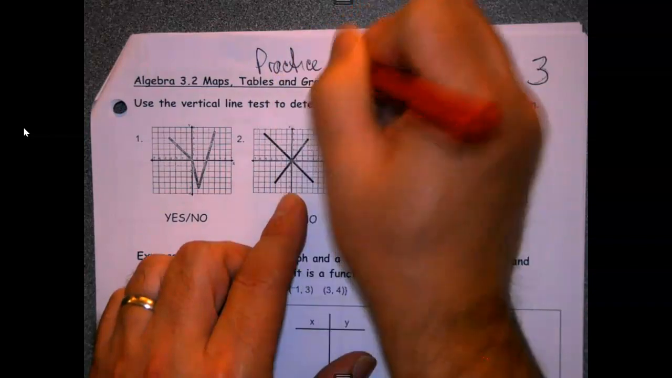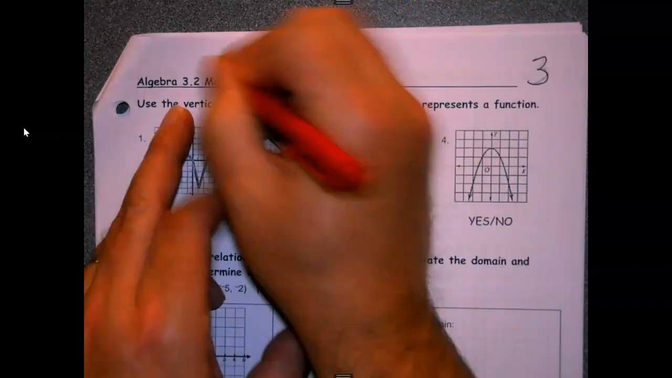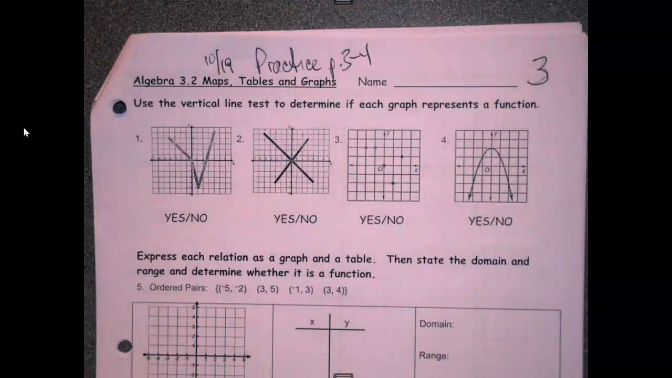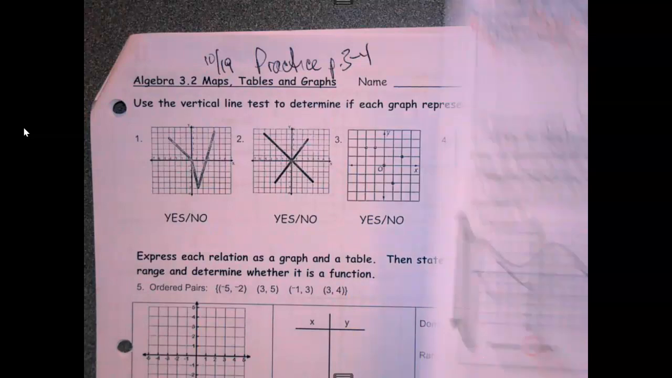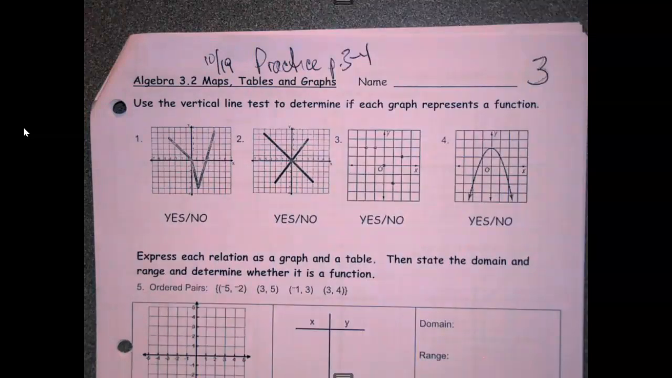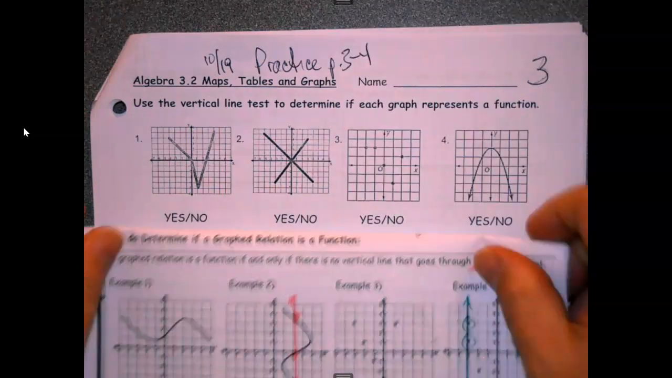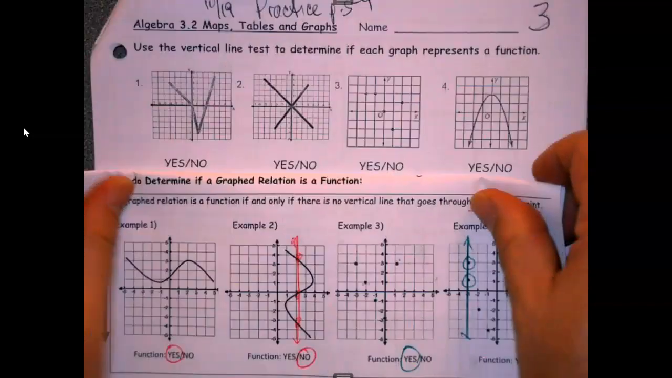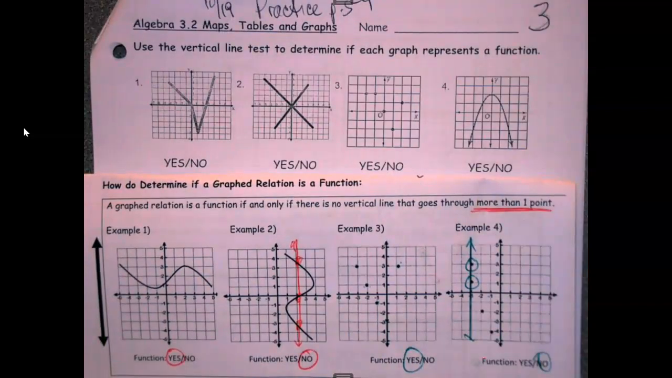Practice. Pages 3 and 4 on the 19th. So I look and it says, okay, use the vertical line test to determine if each graph represents a function. What we just did, literally what we just did, is what I'm going to use to do that.